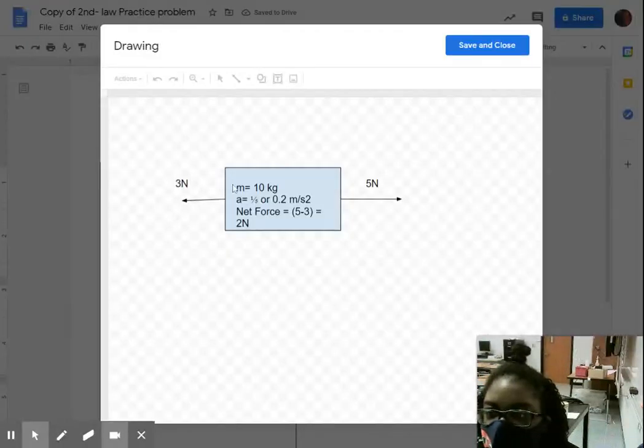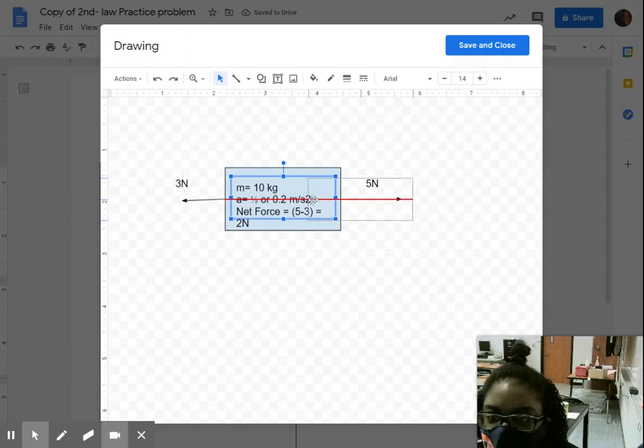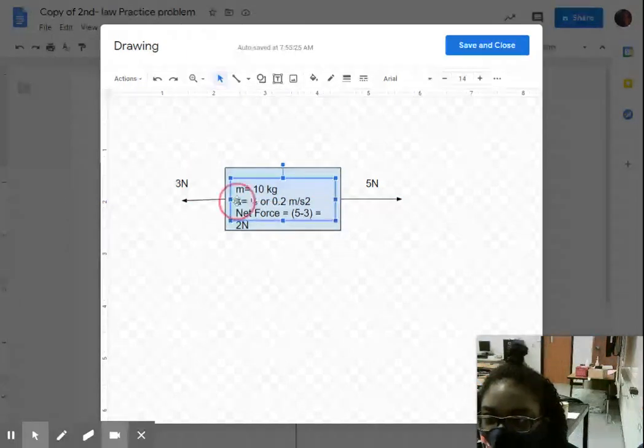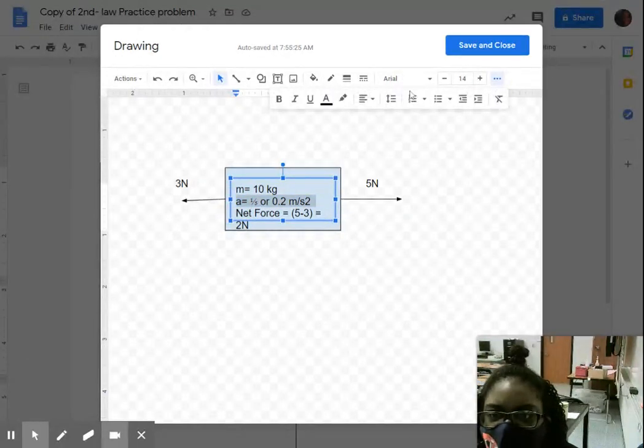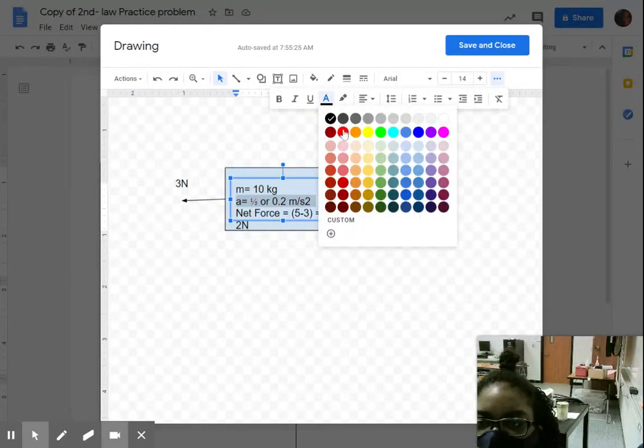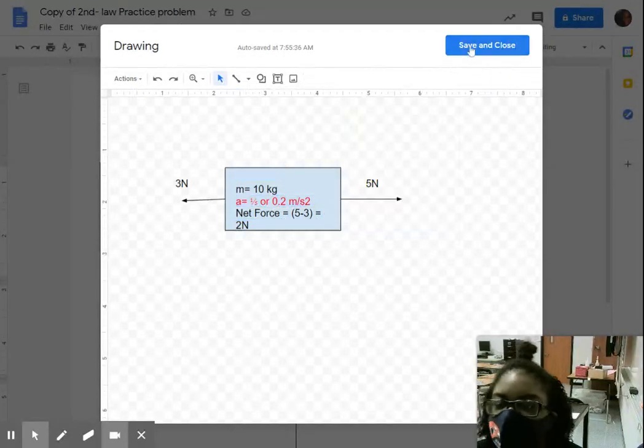If you want, just so it can make it easier for me to see, just highlight or change the color of it. How do I change the color? Right here. Okay. So I will make this red just so I can see that this is your answer.